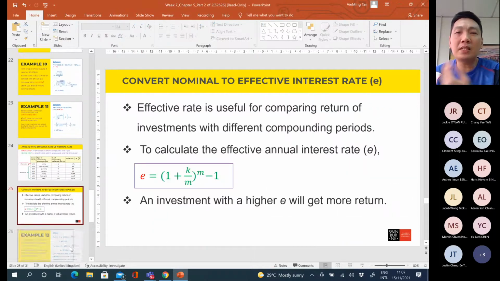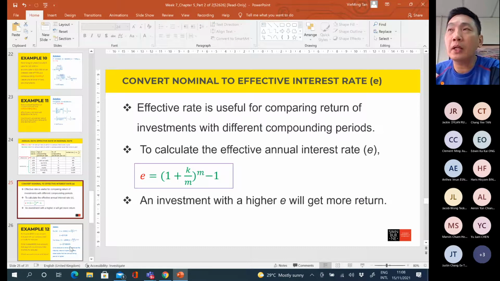Okay. What is the reason we want to know the effective rate? So that we can do comparison. Because some of the investments involve different types of M value, right? So it's hard for us to do comparison. So one way, if you want to do comparison that involves more than one investment, is you can try to convert all the nominal rates into effective rate so that we can do comparison. So the higher the effective rate, that means the more return that will be received by the investor. If the E is high, that means the cost of borrowing is also high.